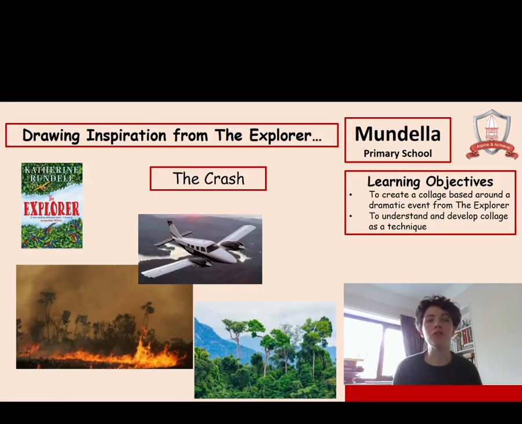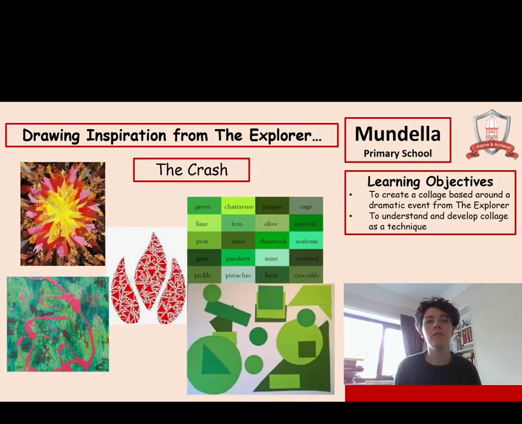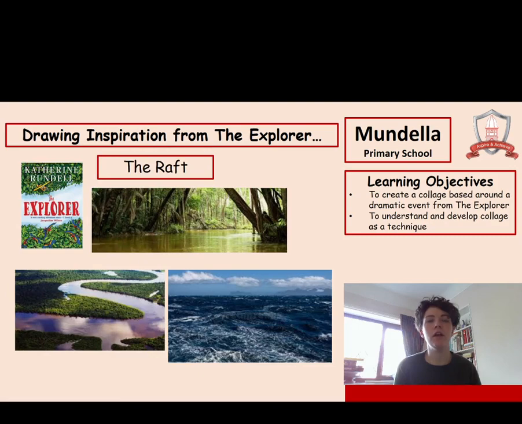So, as you'll recall, some of the dramatic events that we looked at and I asked you to consider for a collage was the moment of the crash in the Explorer. Perhaps that's an idea that you'd like to develop in today's lesson. We also have the dramatic event of the raft. Now, this could be either the raft building, or the moment where the clearing sets on fire and poor Maxie is dangling over the branch hanging over the river. So you might choose to depict this particular scene as your dramatic event.